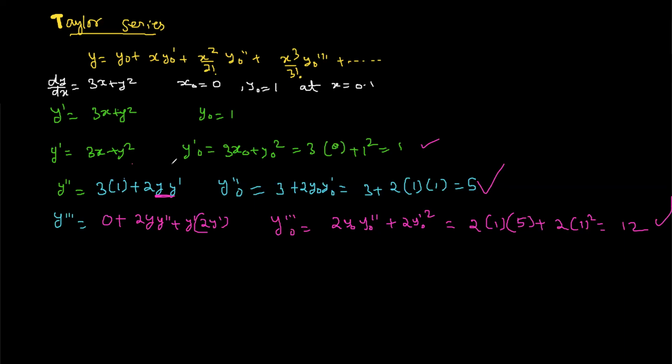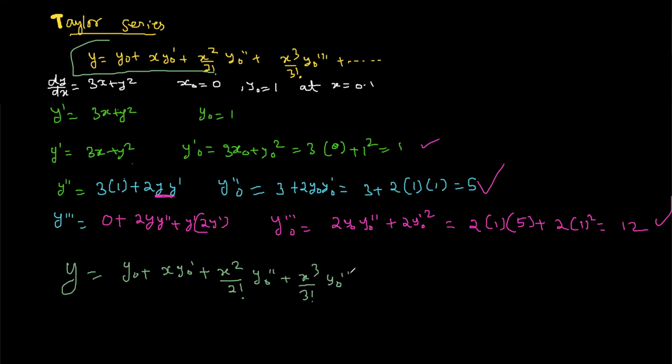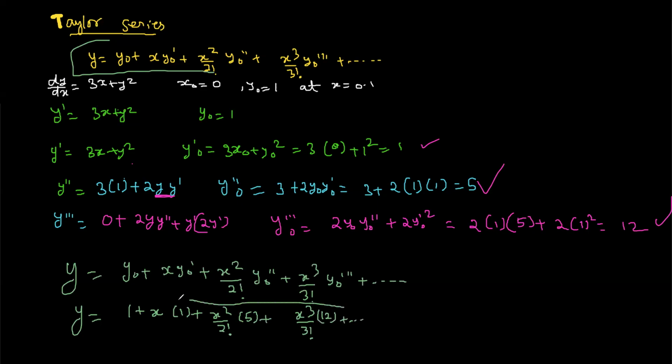Okay, after this you can write y by the formula: y0 plus x y dash 0, plus x square by 2 factorial y double dash 0, plus x cube by 3 factorial y triple dash 0. y0 is 1, y dash 0 is 1, y double dash 0 is 5, and this is 12, right? And so on. Take at least 3 powers. The more terms I take, the more accuracy we get.